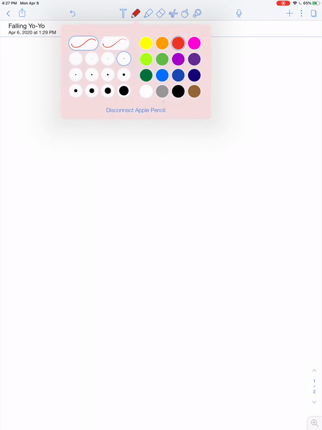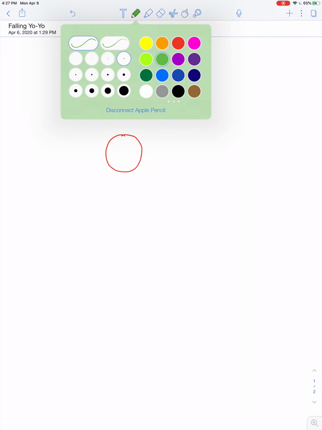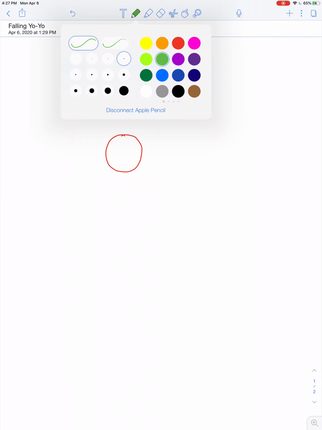Here's a quick video segment that explains the way in which a yo-yo descends when released from rest. In other words, what's the acceleration of a falling yo-yo? Now I suppose what I'm about to draw isn't really a proper yo-yo. This is simplifying things a bit too much. And you've seen videos on this before.